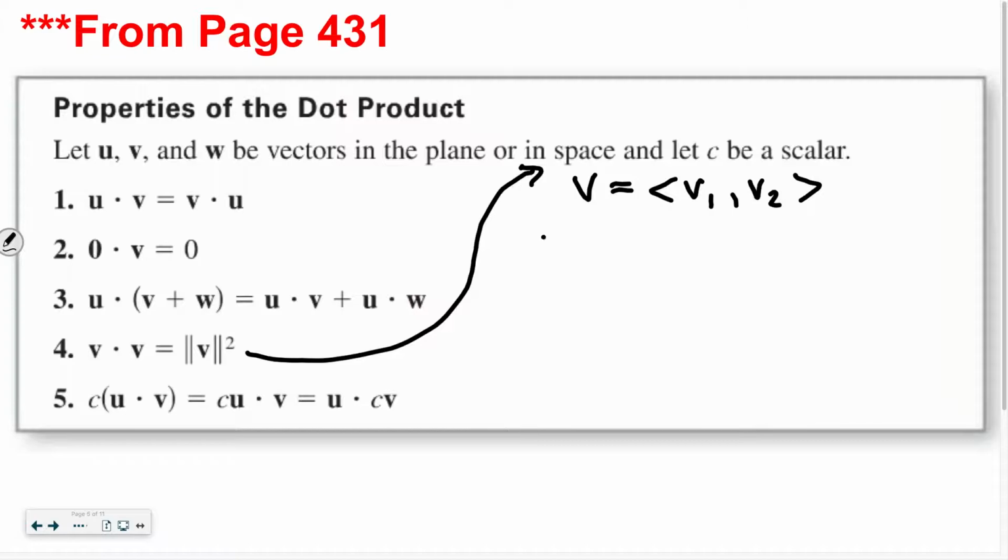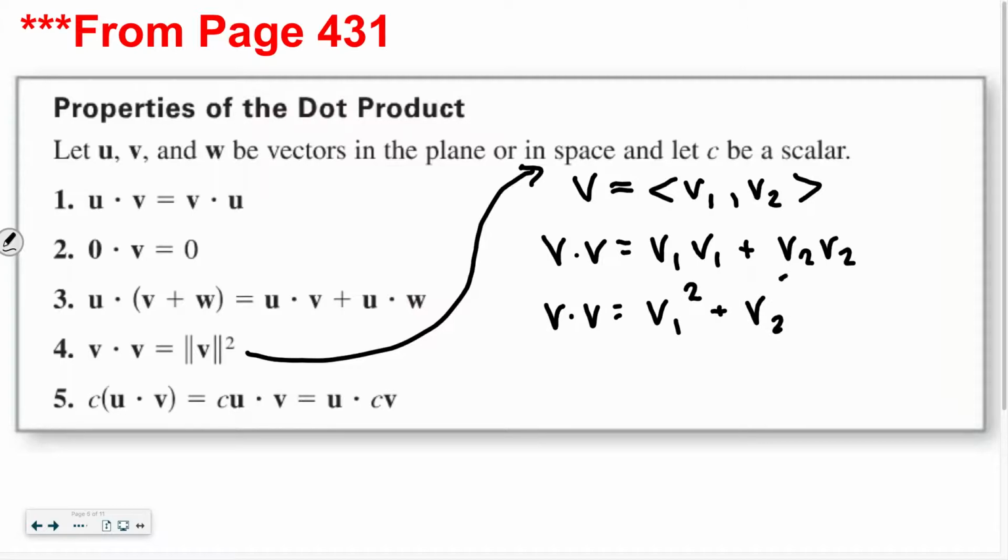If I did v dot v, I would take horizontal component times horizontal component, so v sub 1 times v sub 1, plus vertical component times vertical component, v sub 2 times v sub 2. And those can really be written as v sub 1 squared plus v sub 2 squared.